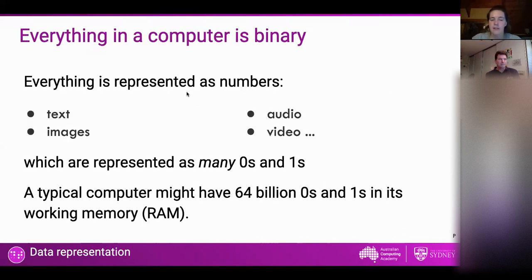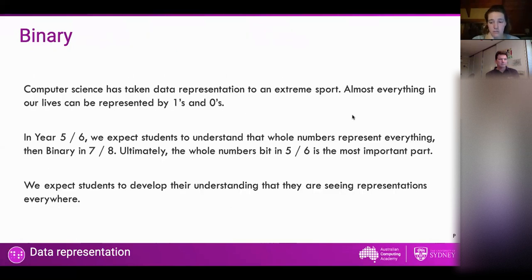Everything can be represented in this binary format if we're allowed enough digits. So text is just numbers with a translation thing. Images can be seen as the same thing. Audio, video, everything we're doing right now. So we need a lot of data to get this, billions of digits to get all this RAM. Computer science has taken data representation to a bit of an extreme sport. Anything that can be represented normally can be represented by these ones and zeros.